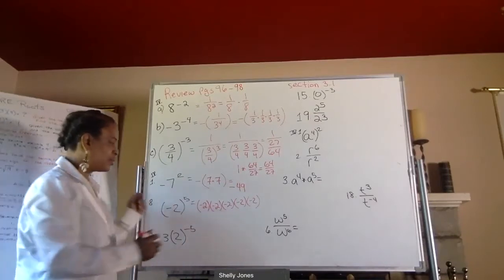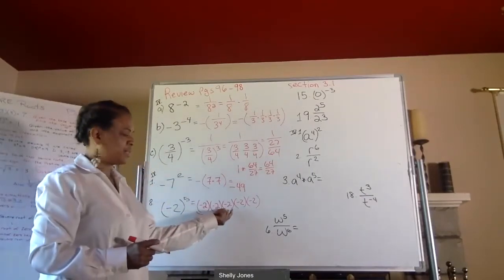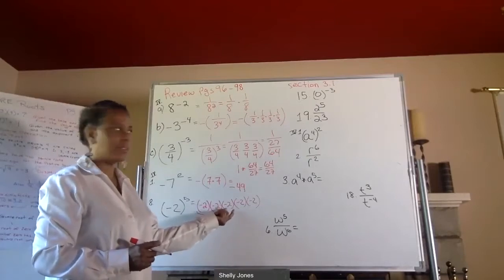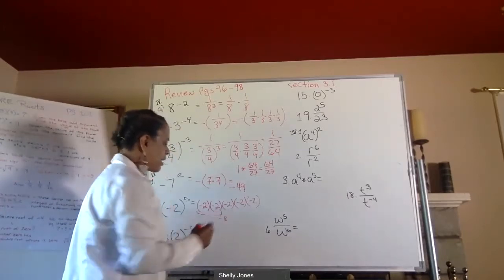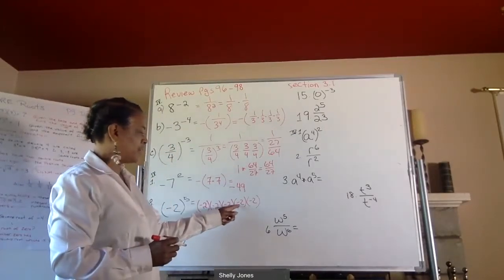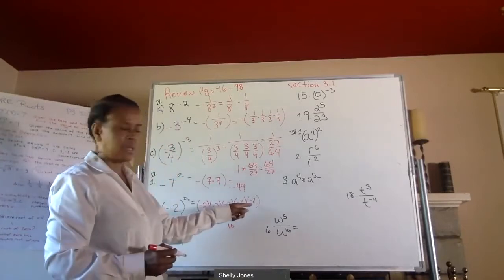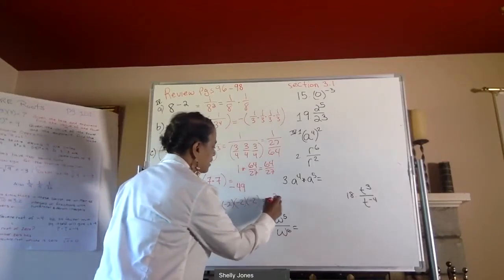-2 times -2 is +4. So I got a 4 times -2. +4 times -2 is 4 times 2 is 8, so that's a -8. So I'm going to keep track of that. Negative times negative is a +16. And then positive times negative is a -32. So in the end, I have a -32.